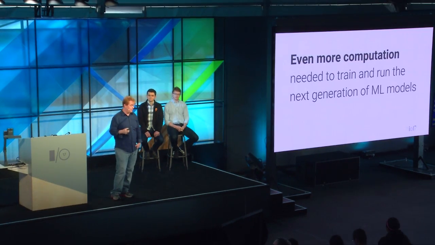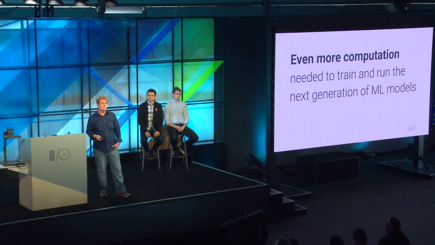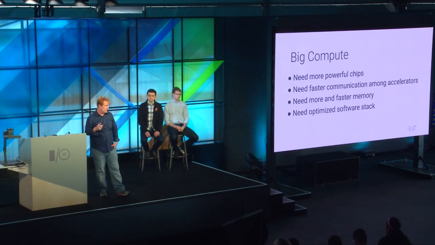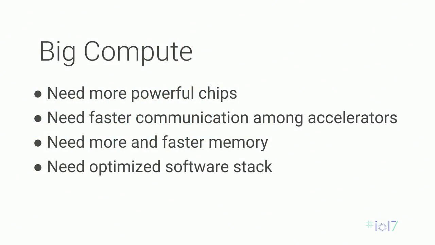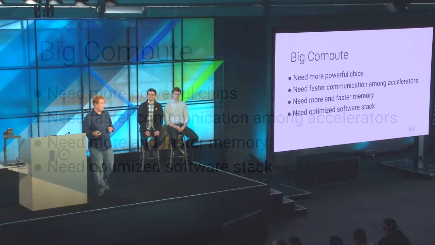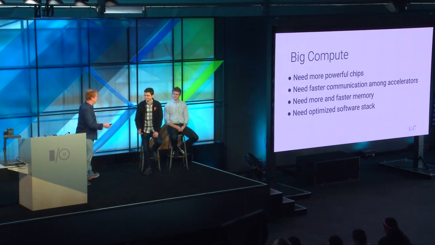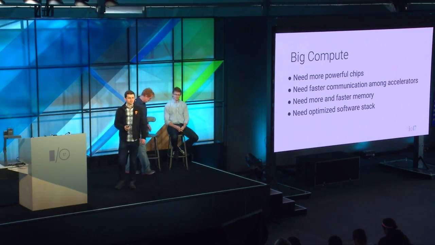64 GPUs is a lot, but there's more than 64 GPUs. And with very large compute, with very large models, you're going to need a lot more computation to train them. And that kind of computation is more powerful chips, faster communication among accelerators, better, faster memory, and a fully optimized software stack. So to tell you about that, tell you about TPUs, which are all of those things, I'm going to hand it off to Zach. Thanks, Wolf.